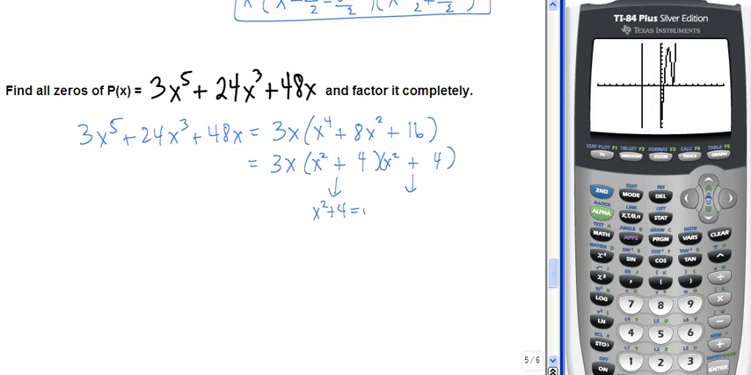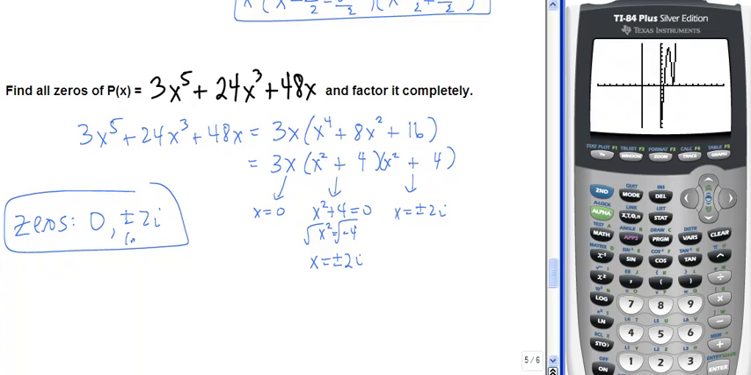Set this equal to 0, subtract 4, and take the square root of both sides. I'm going to get a plus or minus, the negative becomes an i, and the square root of 4 becomes a 2. And this is going to give me exactly the same thing. Don't forget this GCF. When does 3x equal 0? When x is 0. So I have the following zeros. I have 0, and I have plus or minus 2i.